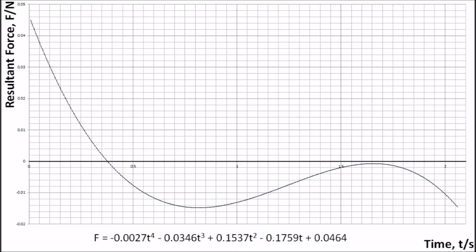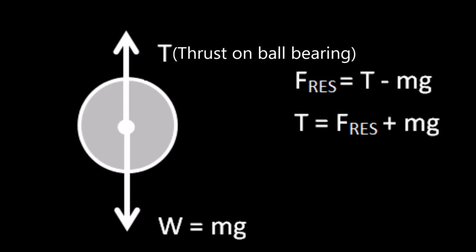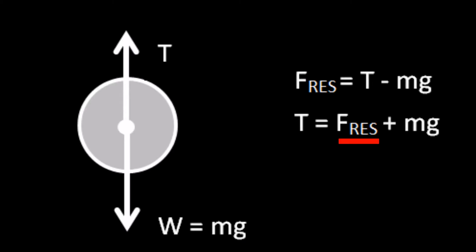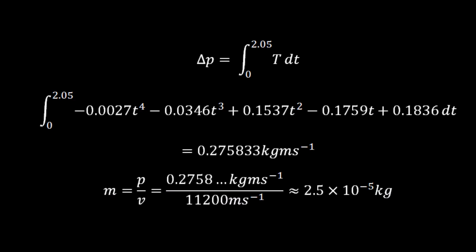The resultant force, F_res, is T, the thrust, minus mg, which is the weight. So the thrust produced by the Coke is actually equal to the resultant force on the ball bearing plus the weight of the ball bearing. I have my thrust against time graph here, so the area under that is actually the change in momentum that the Coke and antacid powder reaction has produced. I find this area by integrating with respect to time, and that gives me about 0.25 kilograms meters per second.